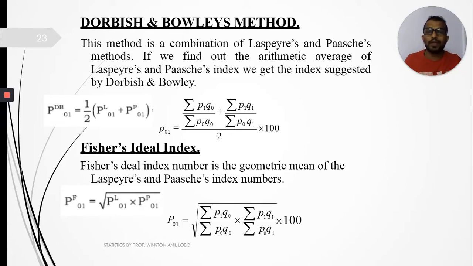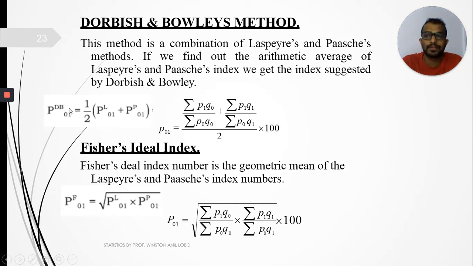So, how to find out Dorbish-Bowley's price index number? Easy, sir. You told us last year's and past year's average. That means last year's price index plus past year's price index divided by 2.